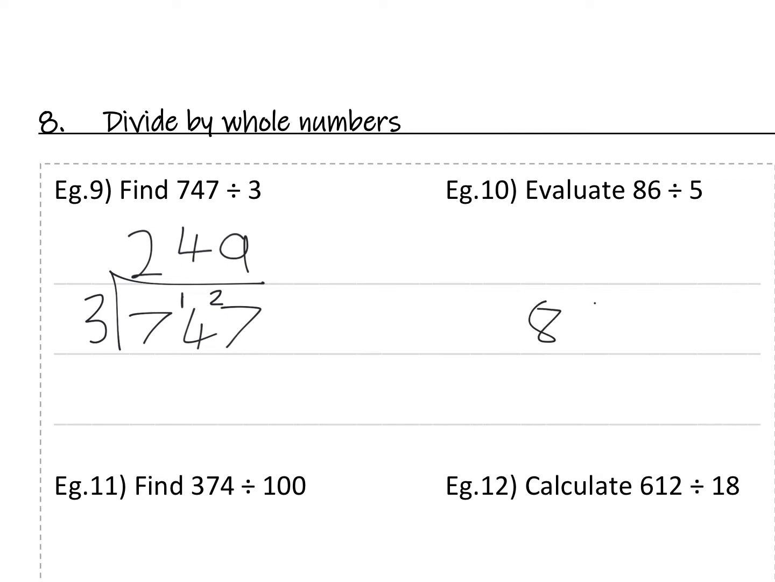Then we have 86 and we're dividing that by 5. So 5 goes into 8 once, and then we've got 3 left over, and 5 goes into 36 7 times. 5 7s are 35, so that gives you a remainder of 1. Later in the course we'll have a more sophisticated and more mathematical way to write that, but at this stage, 17, remainder 1 is fine.